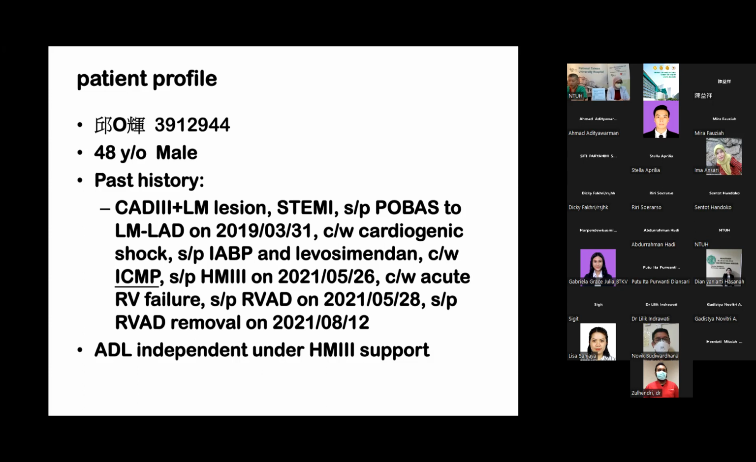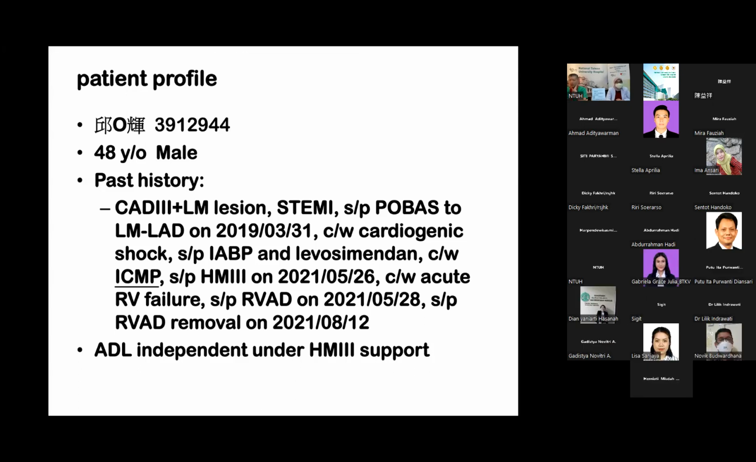He suffered from a lot of complications after the biventricular assist device, and finally the R bed was removed on 2021 October 12th, and he was discharged. Do you know the condition for this patient? Bilirubin went up to 40, 47 I think is the highest number. So after the procedure, he was discharged from the hospital, and he was independent under the Harmony 3 support.